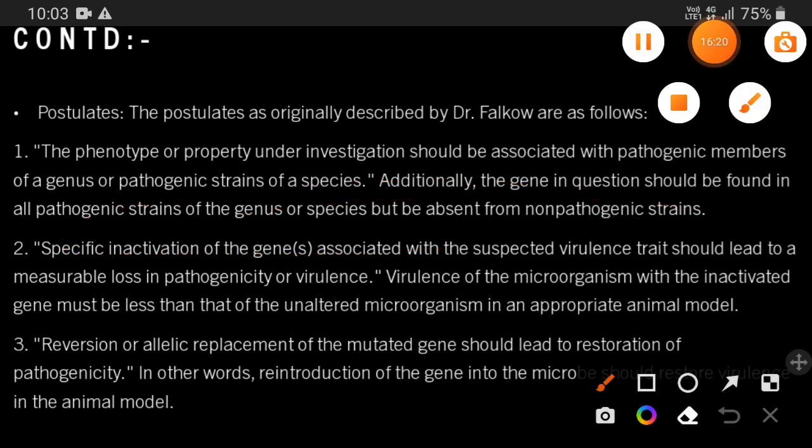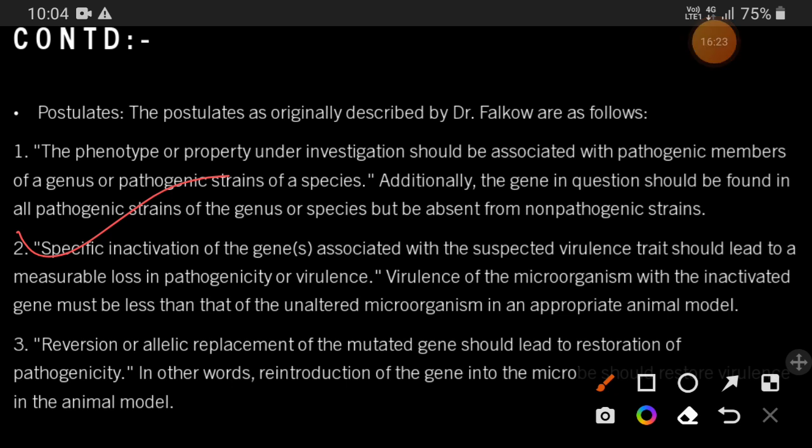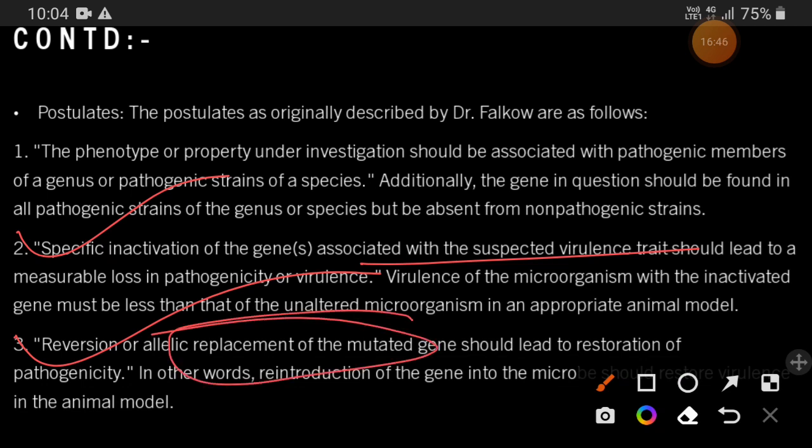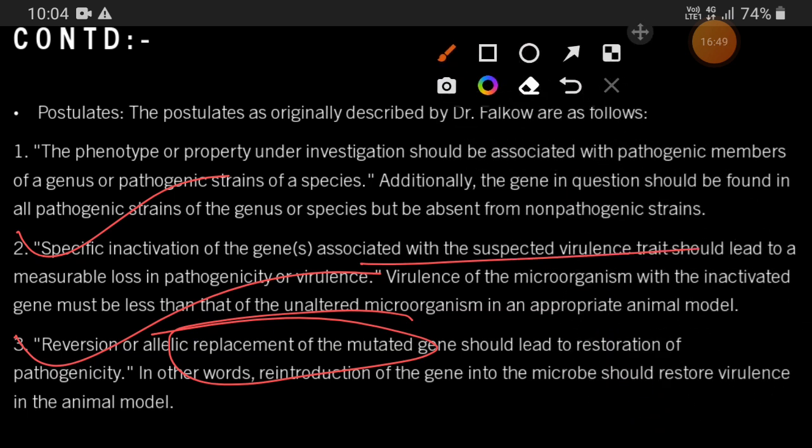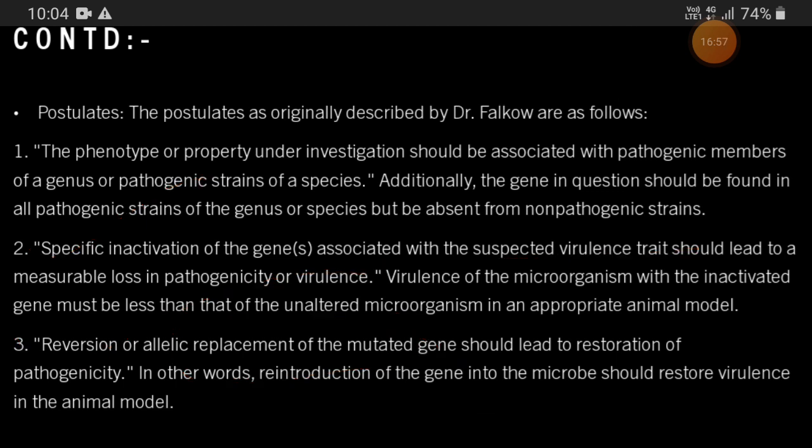And there can be specific inactivation of the gene. As a result, specific inactivation of the gene associated with the suspected virulence trait should lead to a measurable loss in pathogenicity or virulence. That inactivated or mutated gene can be reversed, or there can be allelic replacement of the mutated gene that could restore the pathogenicity. In other words, reintroduction of the gene into the microbe should restore virulence in the animal model.